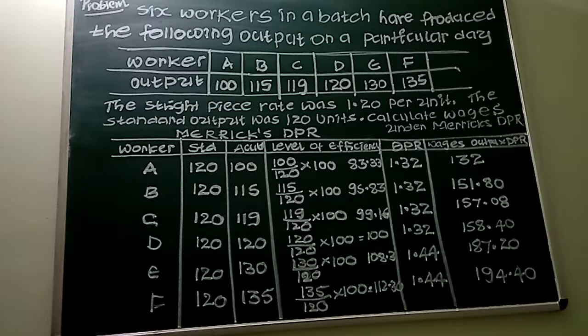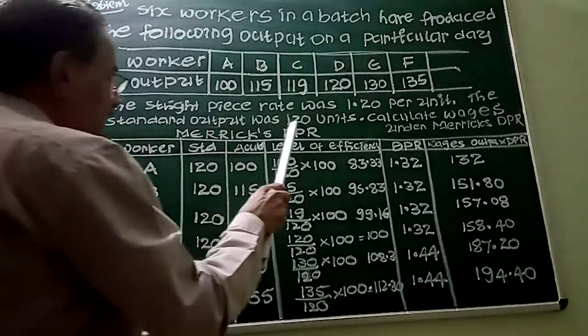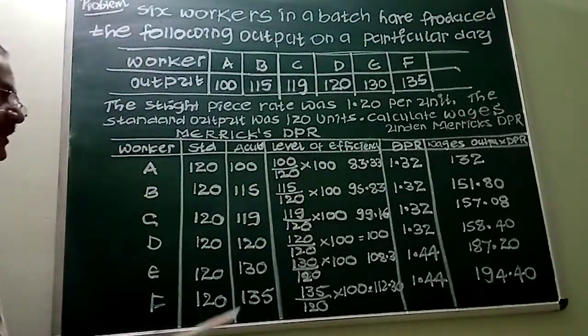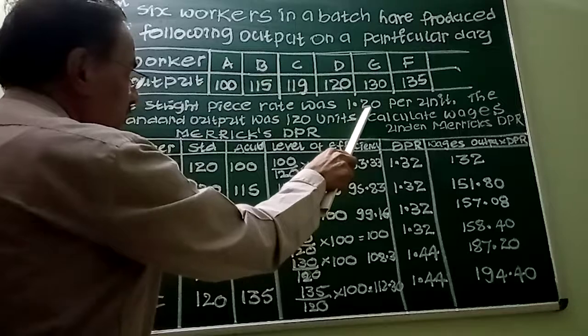So this is the important slab which we have to follow while calculating Marick's differential piece rate system. I repeat, up to 83% of efficiency, 100% of ordinary piece rate; above 83% but up to 100%, 110% of ordinary piece rate; and above 100%, 120% of ordinary piece rate will be paid. In this problem, the standard output is 120 units and the straight piece rate was 1 rupee 20 paisa per unit.